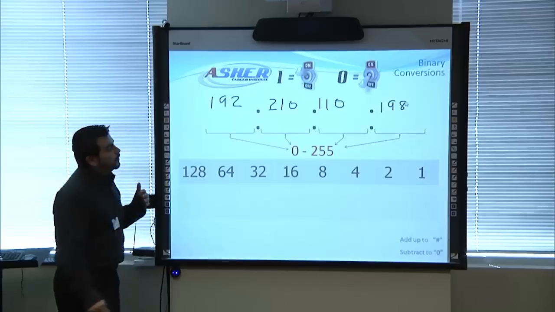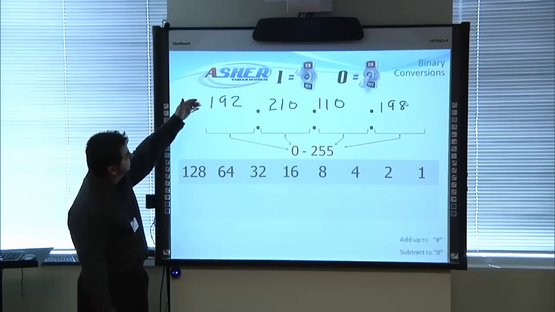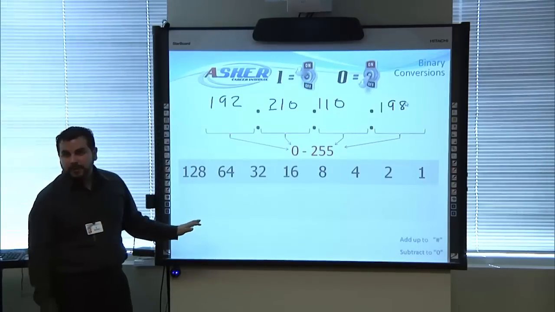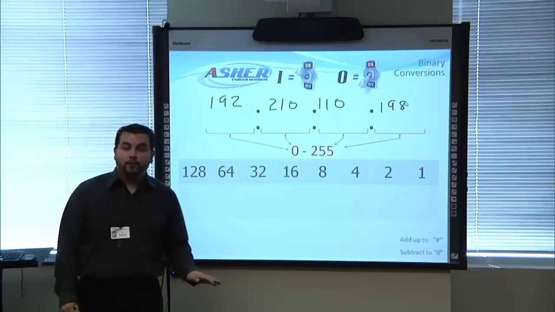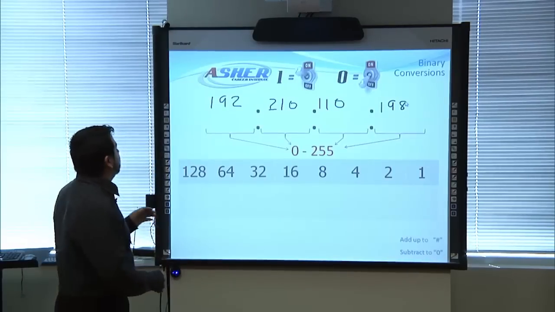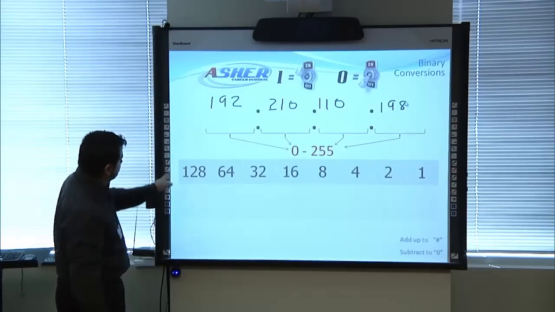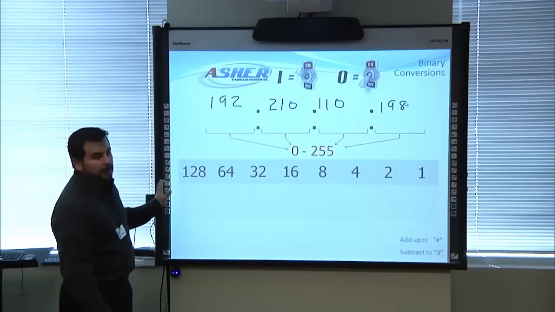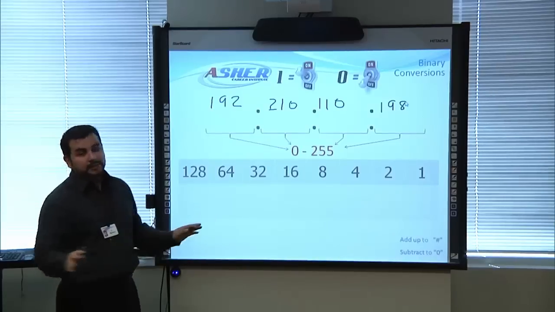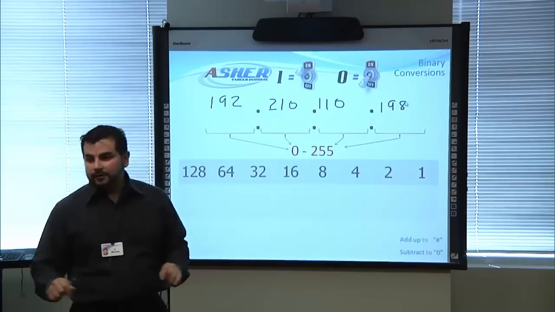All right, so now what we're going to do is learn how to convert 192 into a binary form. Okay? So how to convert a decimal number into a binary number. And to do that, we use this chart right here. Okay? And it's very simple. Go ahead and draw it out. You're going to need this for the rest of your training.